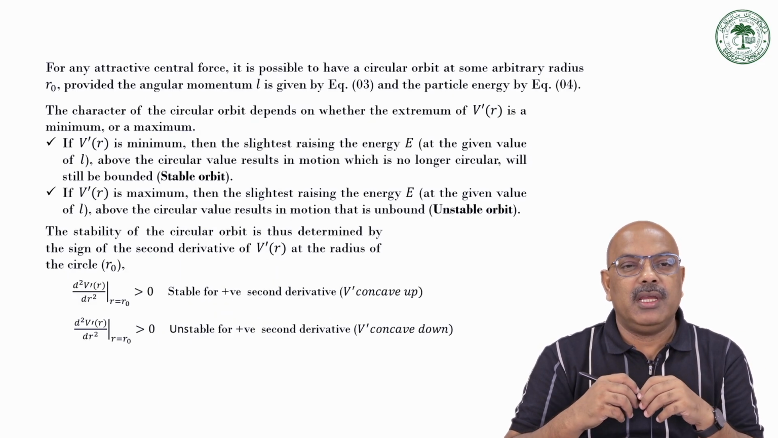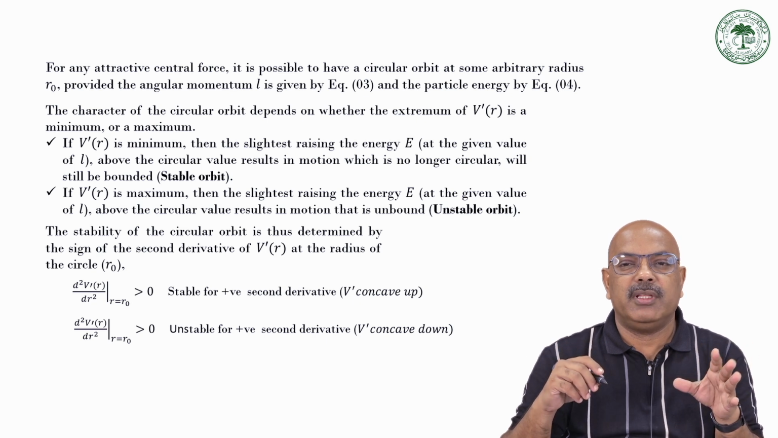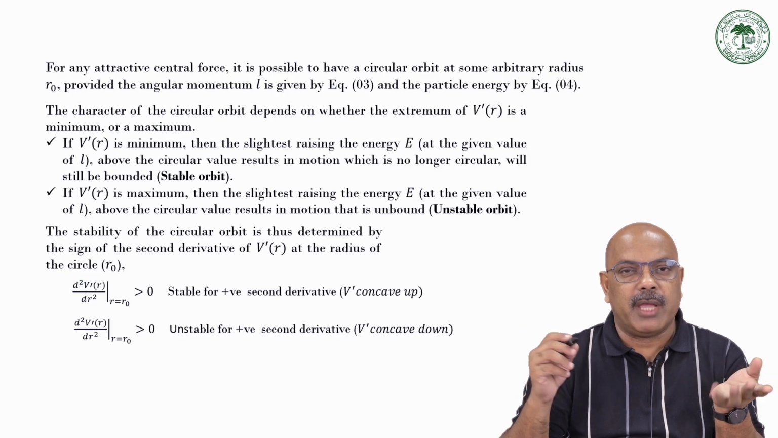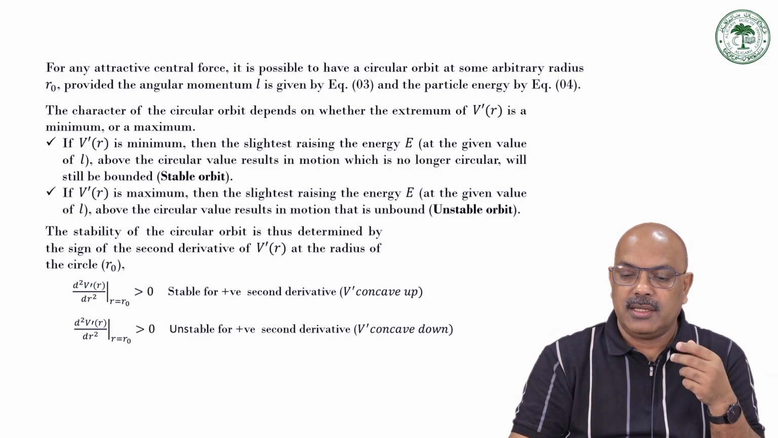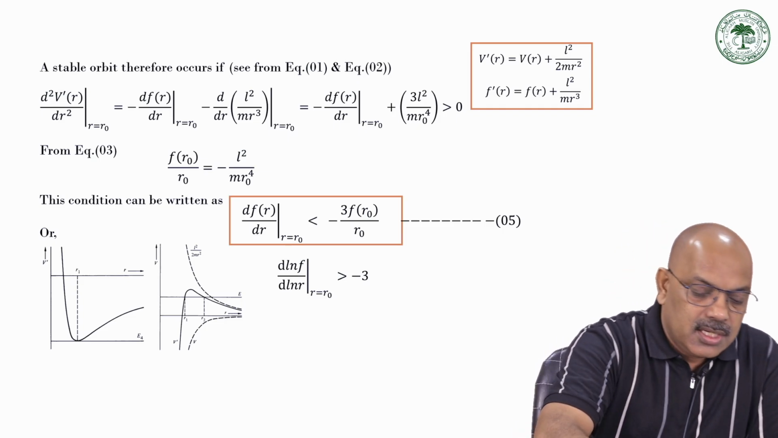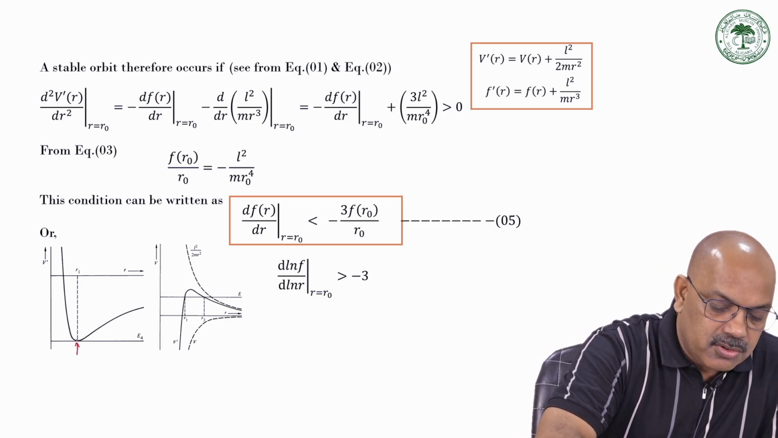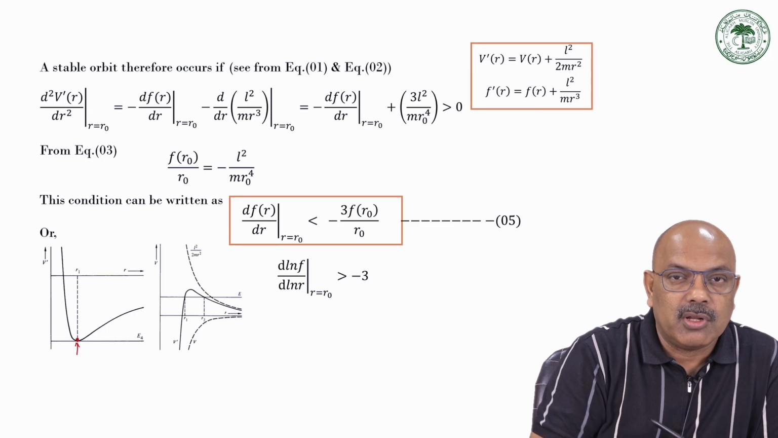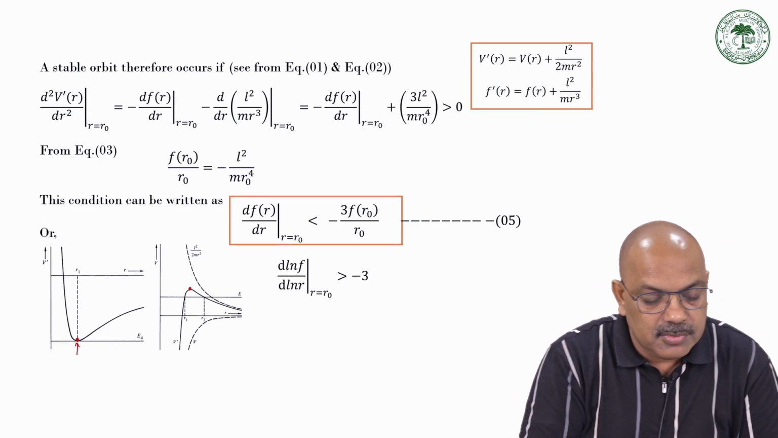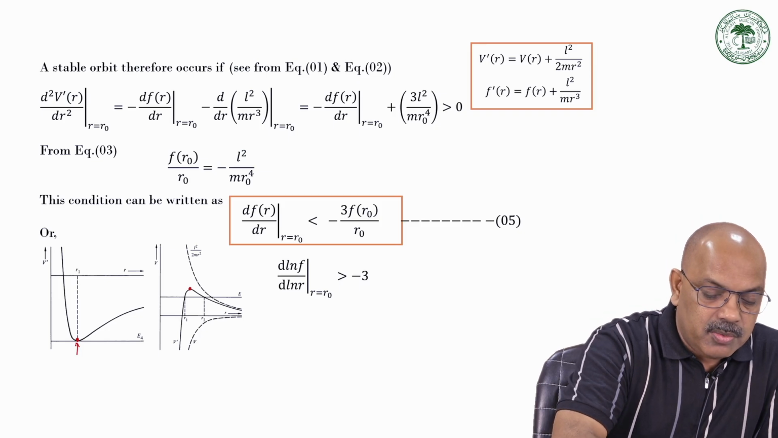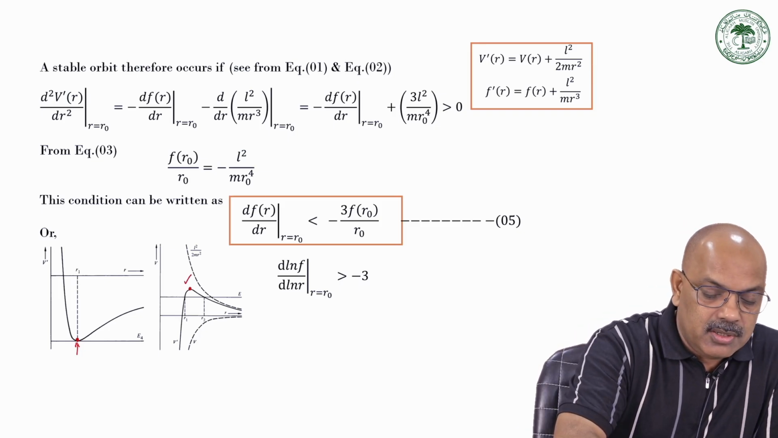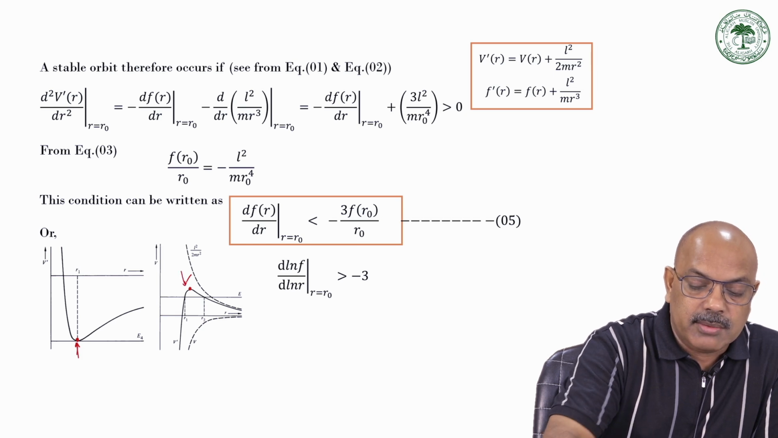Okay. Now the character of this circular orbit depends on whether the extremum, that is V prime, is a minimum or a maximum, because I can have this position that is going to have this circular motion, as well as this one. Then it will decide whether this circular orbit is going to be stable or unstable. Okay, because you know that this is my stable equilibrium and this is unstable equilibrium.